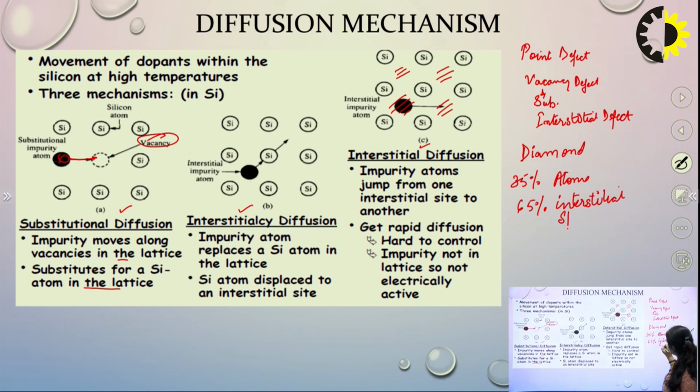It's the interstitial space. Okay. So, your impurity atom can easily move inside the interstitial space. That impurity has plenty of space so that they can move from one place to another place. So, they can easily shift inside the interstitial place. So, this type of diffusion is much faster as compared to your substitutional diffusion.